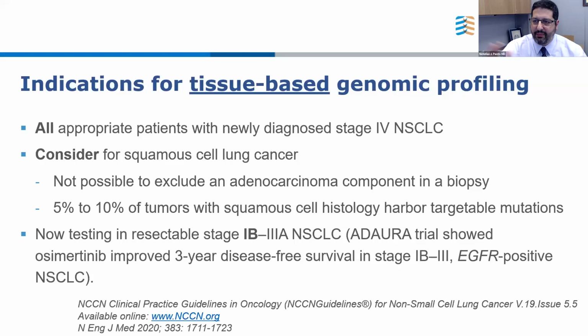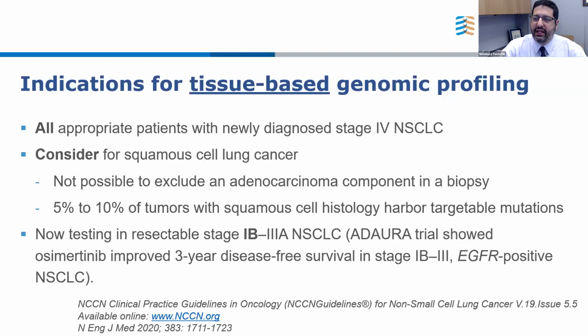But I want to bring up that now the indications are broadening. You can even consider it for squamous cell carcinoma. Sometimes it's a small biopsy and you wonder if you have a mixed pathology where you have squamous and adeno. Maybe it's a non-smoker. You almost never see a non-smoker that has squamous cells. So that brings up the possibility of something abnormal. And keep in mind that 5%, maybe up to 10% of squamous cell may have targetable mutations. So really, it used to be just adeno.